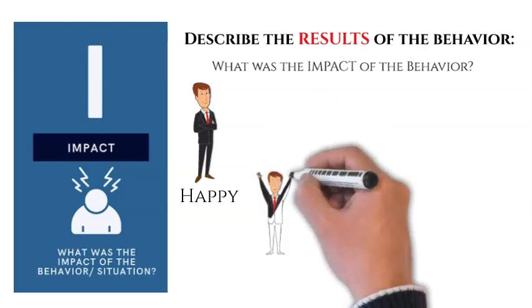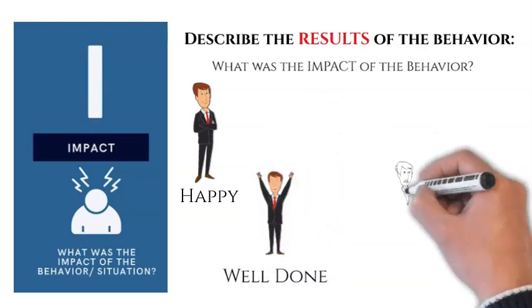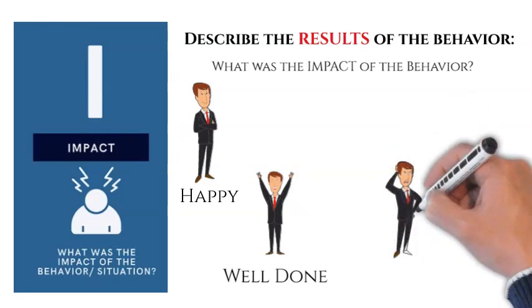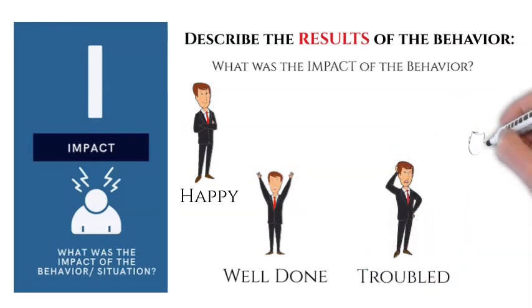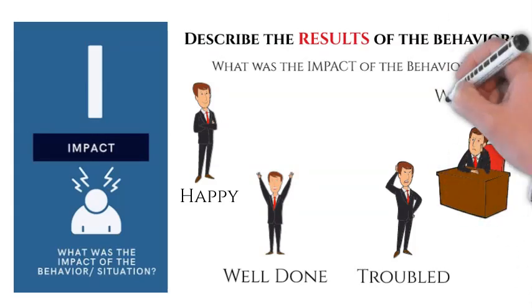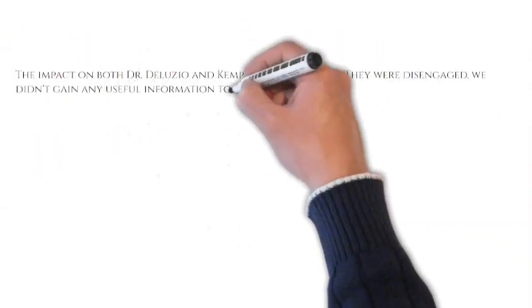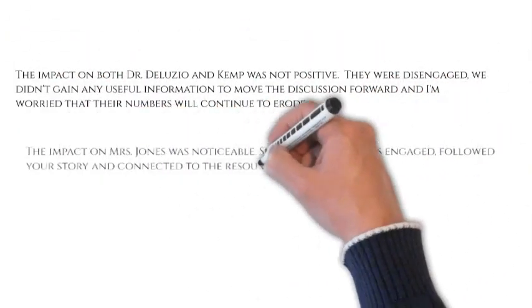If the effect was positive, words like happy and well done help underscore the success of the behavior. If the effect of the behavior was negative and needs to stop, you can use words such as troubled, worried, or improvement is needed. Here are some examples of impact when you're describing it either verbally or on a field coaching report.